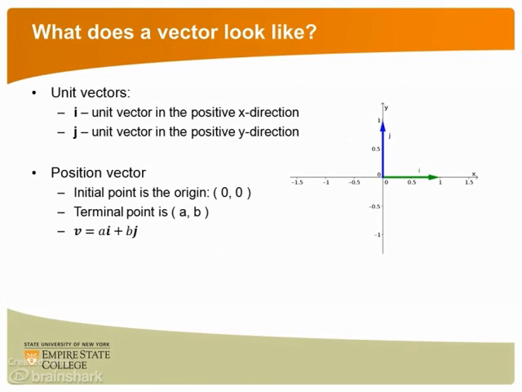Consider a vector v. To start, let's think of the initial point as the origin, or the point (0, 0). Our terminal point will be the point (a, b). Then the component form of the vector v, written in terms of i and j, would be v equals ai plus bj. How can we find this component form if we do not start at the origin?